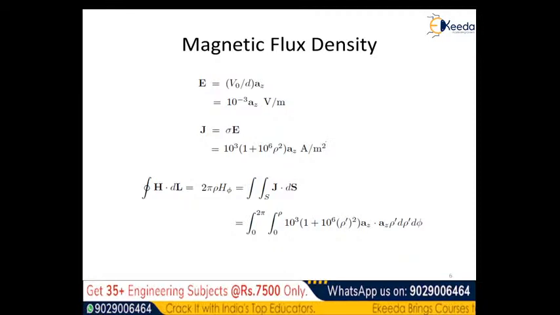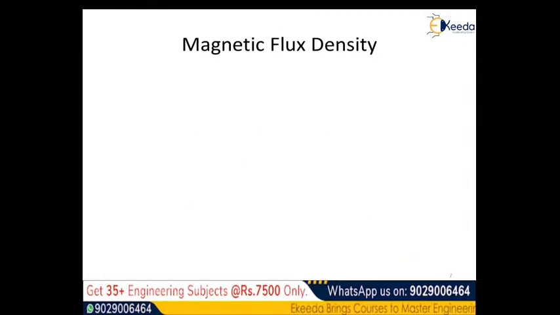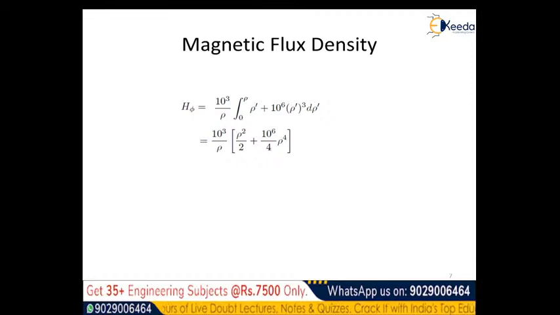So from this expression we can find out the magnetic field intensity in the phi component, which we denote by H phi. Here it will be 10 raised to the power 3 divided by rho, taken out as a constant, the integration from 0 to rho over rho dash plus 10 to the power 6 into rho dash cube into 2 rho dash. So after integrating and applying the limits, it will be 10 to the power 3 by rho in the square bracket, multiplied by rho square divided by 2 added to 10 to the power 6 by 4 into rho to the power 4.